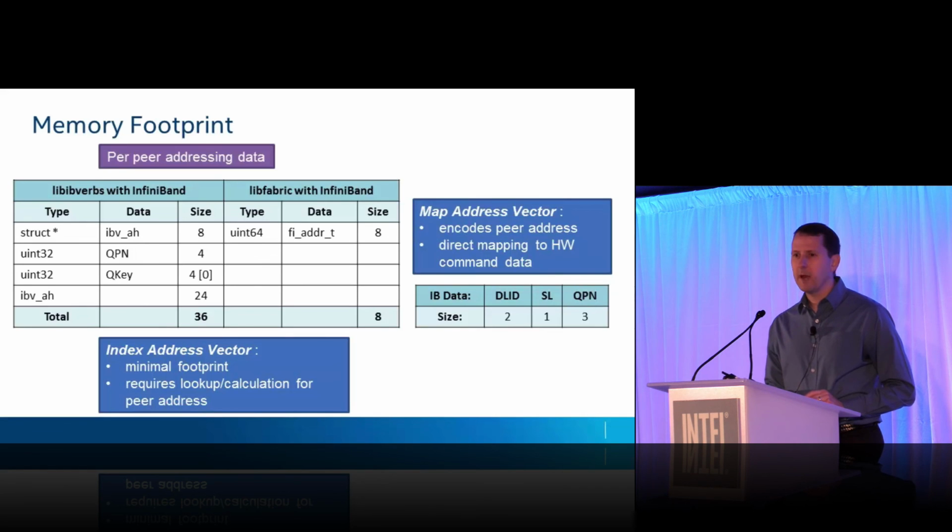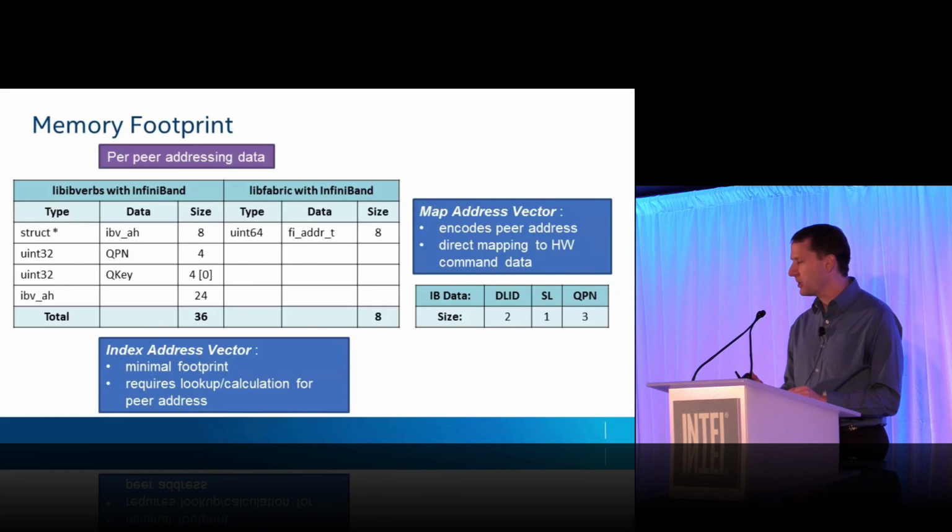And in the design of libfabric, when we're looking at these address vectors and how we want to deal with addressing, one of the things we're looking at is, we want an easy mode, we want to be able to minimize memory. So we actually ended up with 2 different ways of dealing with addressing. We have what we call a map address vector and an index address vector.